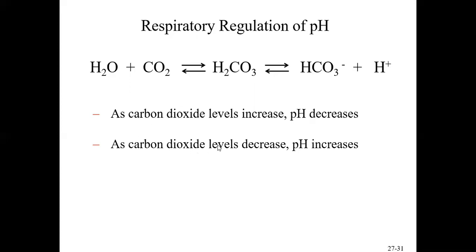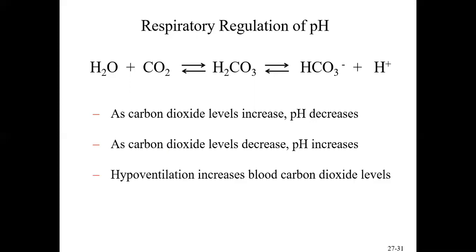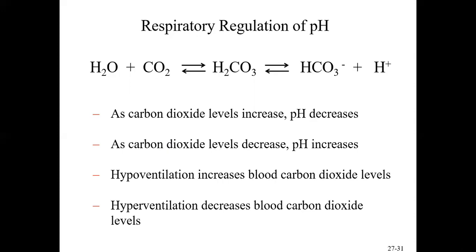As CO2 levels decrease in the equation, as CO2 levels go down, maybe you're hyperventilating, then that means more CO2 leaves the body, and that means less hydrogen ions are produced, and that means less acidity or pH goes up. And so there's those two words again. Hypoventilation increases blood carbon dioxide levels, and hyperventilation, you're breathing too fast, that lowers how much CO2 levels you have.